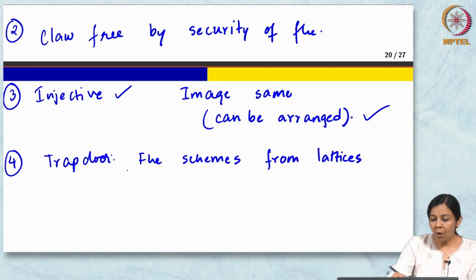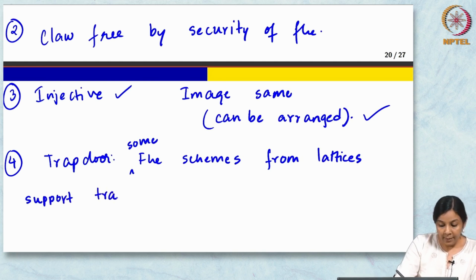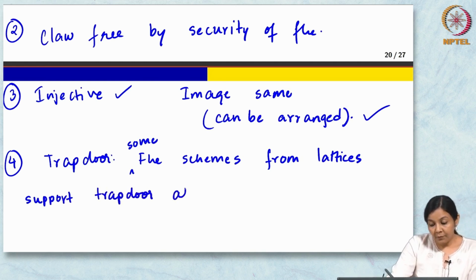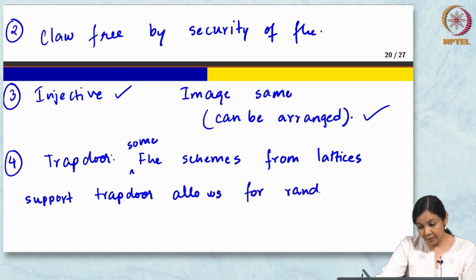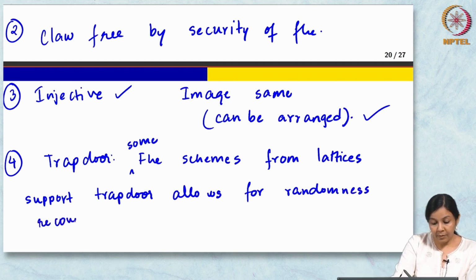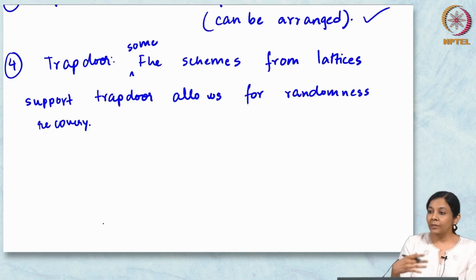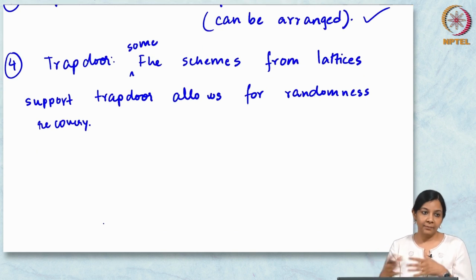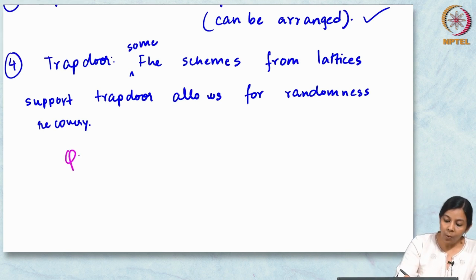or not all, I should say, but some FHE schemes support a trapdoor which allows for randomness recovery. Okay. So, the FHE scheme that I use needs to satisfy properties that enable all this, and she calls them quantum capable FHE schemes.